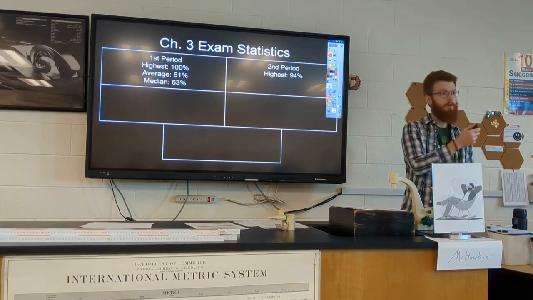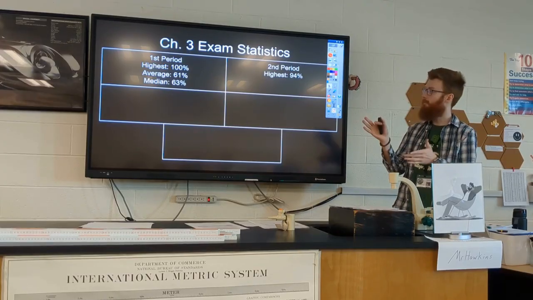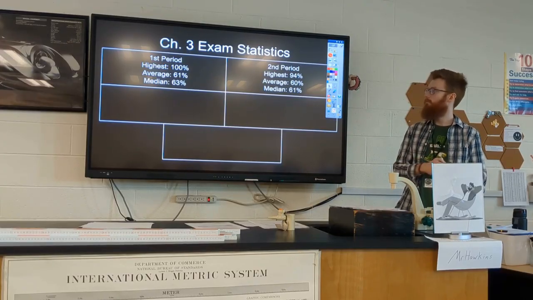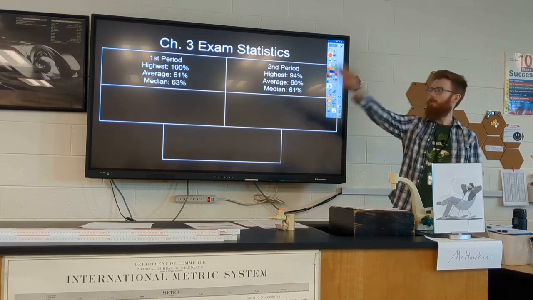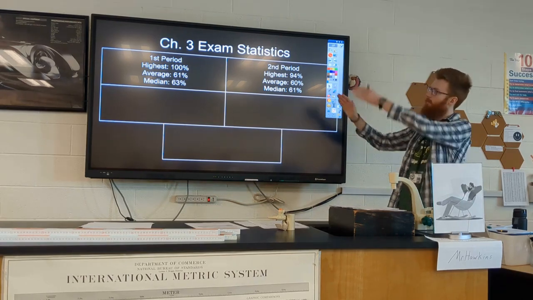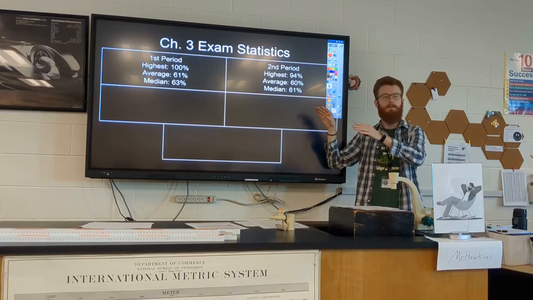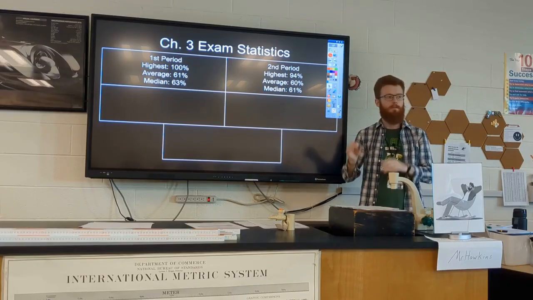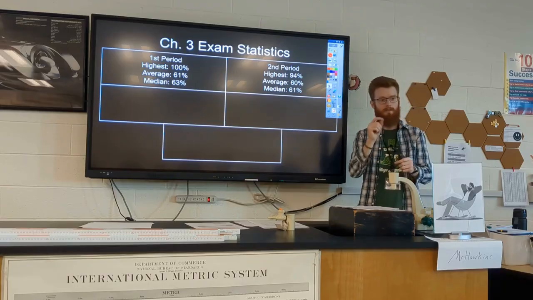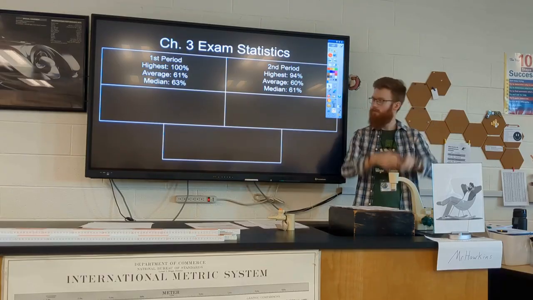Second period, their new highest is 94, which is way better than a 75. Average 60, median 61. All in all, that puts first and second period in my concerned column in my brain. So I need to make some changes. Going to be tweaking their seating charts and whatnot a little bit to hopefully get them to be more focused.